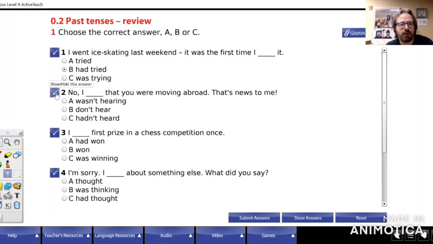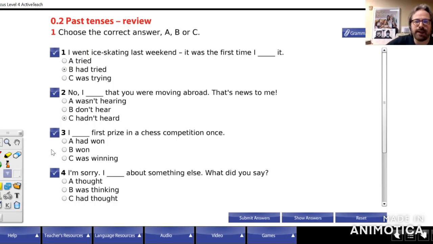No, that you were moving abroad, that's news to me. I hadn't heard. So what you have here is that someone is talking to you and says, well, as you know, next year I'm going to move abroad. I'm going to move to another country. You say, whoa, I didn't know that, sorry. So you're now saying, well, I hadn't heard that up to the moment you told me, and you didn't tell me right now, you told me this like 20 seconds ago. And up to that moment, I never knew that information, so more in the past.